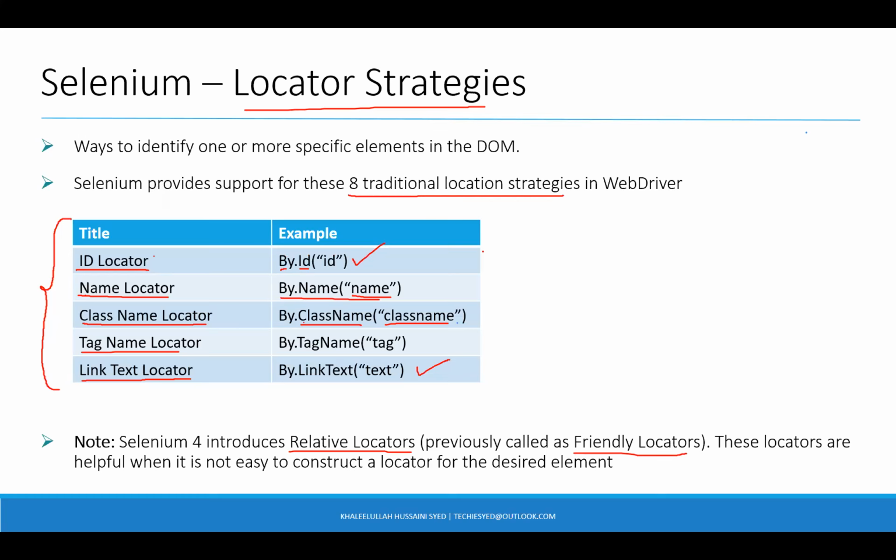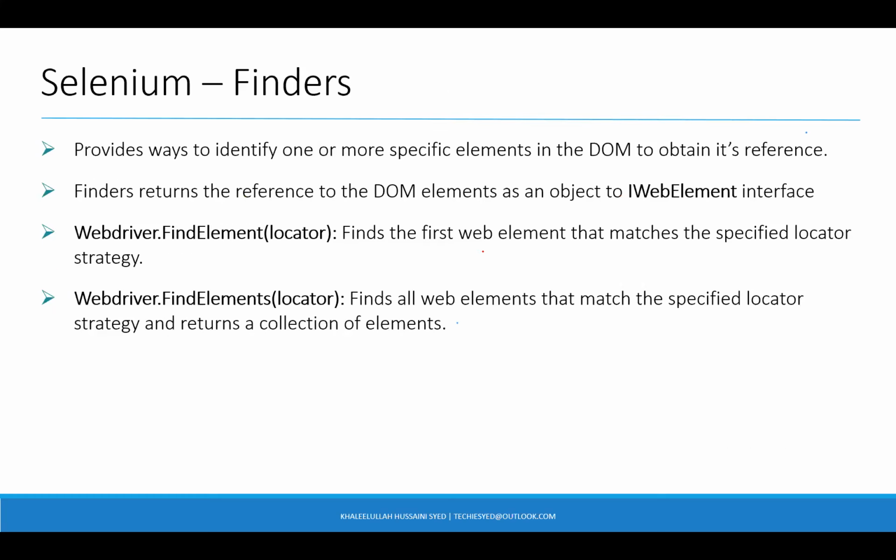Now, a locator is responsible for only locating an element, but we need to go ahead and find that element. We need to have a reference of that element so that we can manipulate it. So finders are used for identifying one or more elements on the page and obtaining their reference. Once you get the reference to a given element, you'll be able to modify it. That reference is going to be returned in the form of IWebElement.